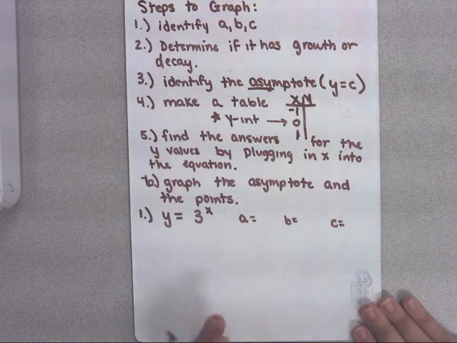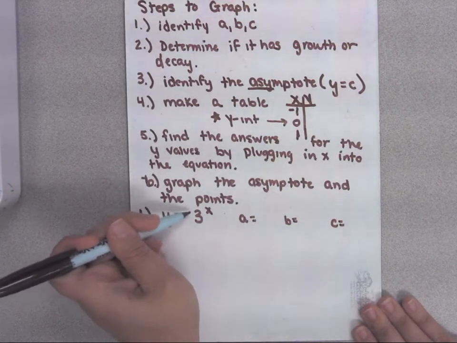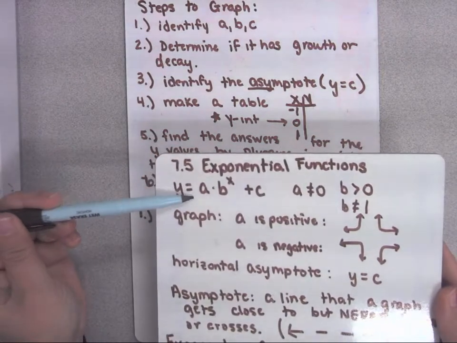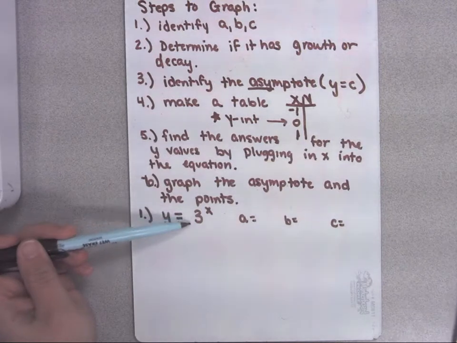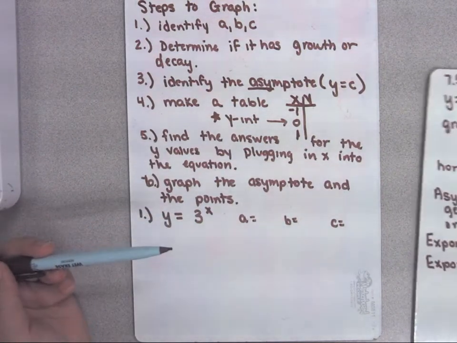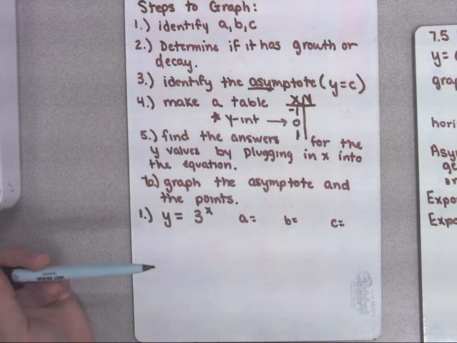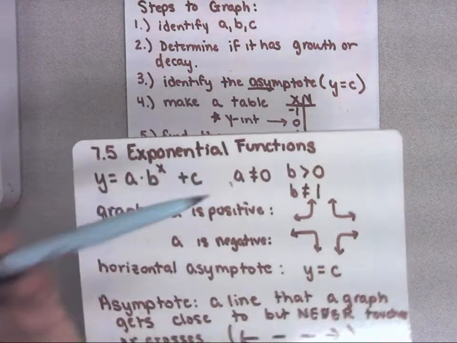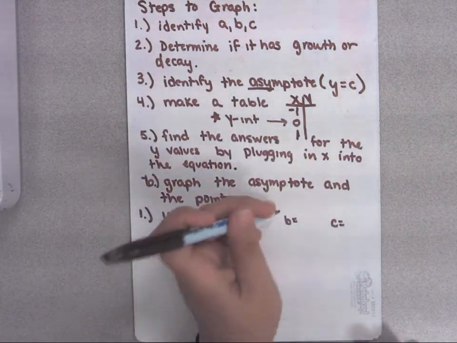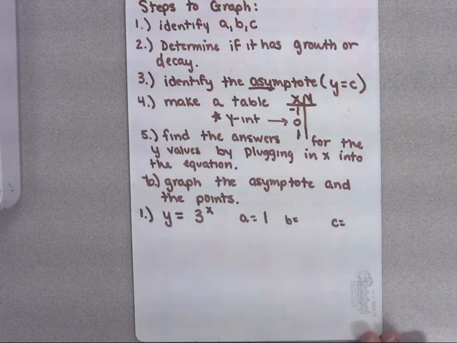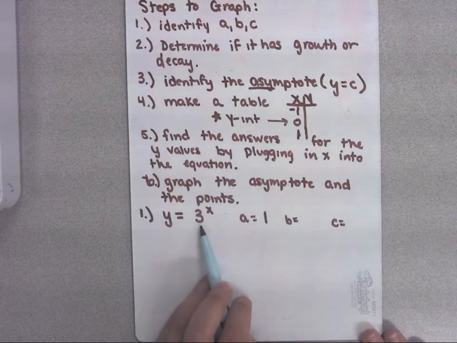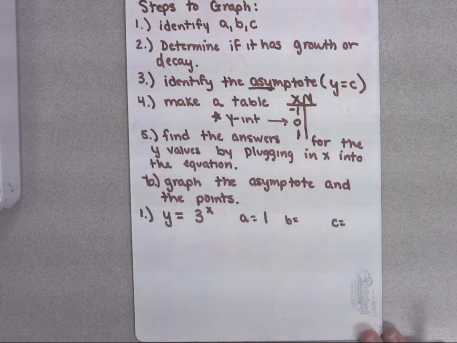So A is the number that is in front of B. So remember, A goes in front of something to the x power. Is there a number right here in front of it? So what number is it if it's not there? A can never be 0. So what number does it have to be? Has to be 1. B has to be positive, and B is the thing that has the x. What's B? 3.